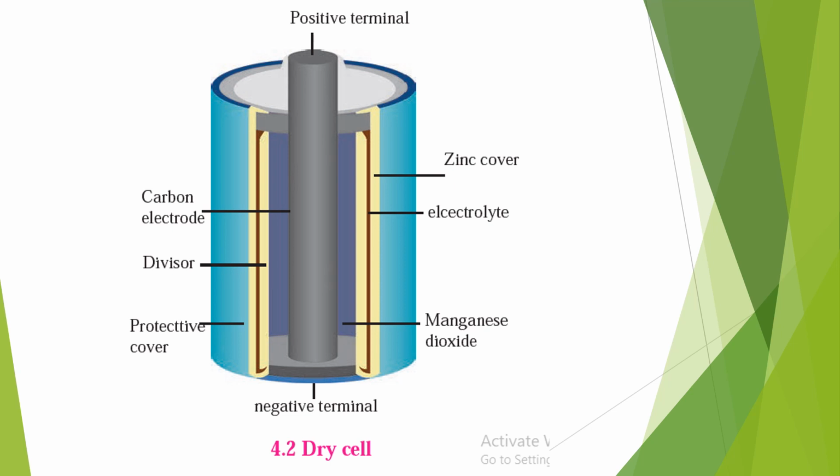Below the electrolyte, in the center, we have manganese dioxide, a paste of manganese dioxide which is surrounding a rod kind of structure, which is a graphite rod. The graphite rod is the positive terminal. So in the entire dry cell, we have the central part acting as a positive terminal, and we have the white zinc layer acting as a negative terminal.